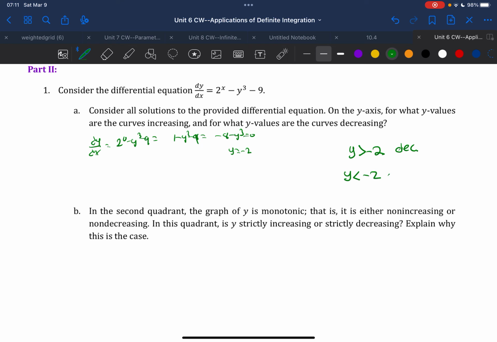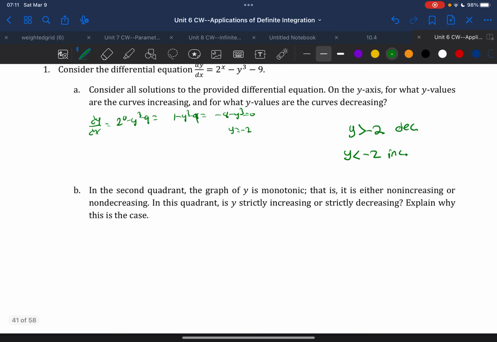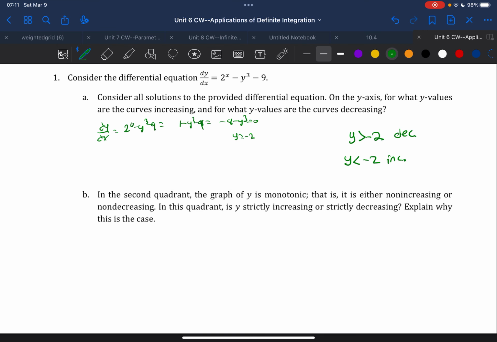So my curve is increasing. And in quadrant 2, the curve is monotonic. So basically it just means it's either non-increasing or non-decreasing. So it's just going in one direction. It's either increasing or decreasing. And in this quadrant, is y increasing or decreasing? So quadrant 2, x is negative, y is positive.